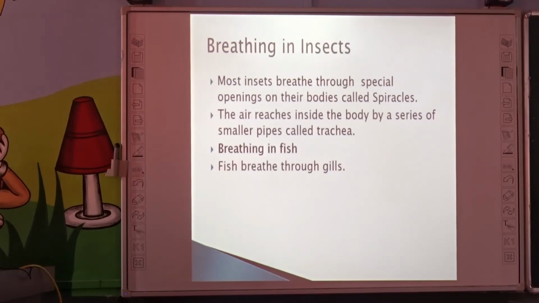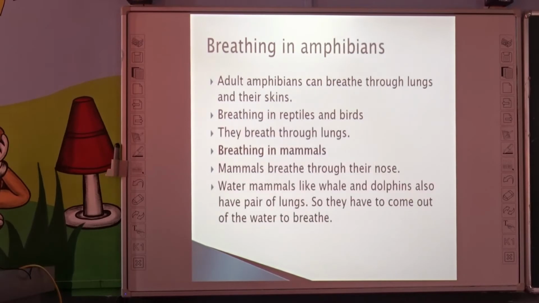Breathing in insects. How do insects breathe? Most insects breathe through special openings on their bodies called spiracles. The air reaches inside the body through a series of smaller pipes called trachea. Breathing in fish. Fish breathe through gills. Breathing in amphibians. Adult amphibians can breathe through lungs and their skin.